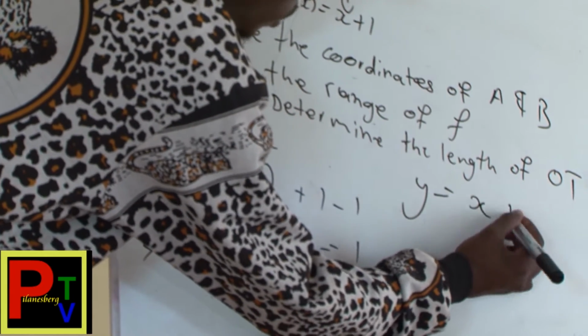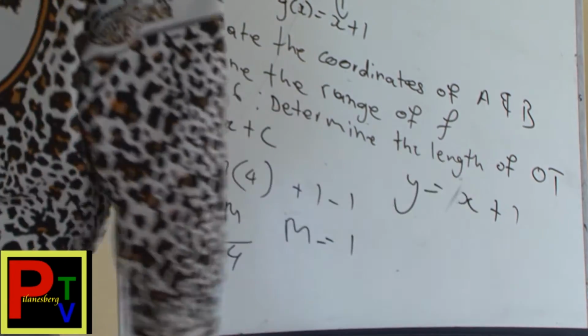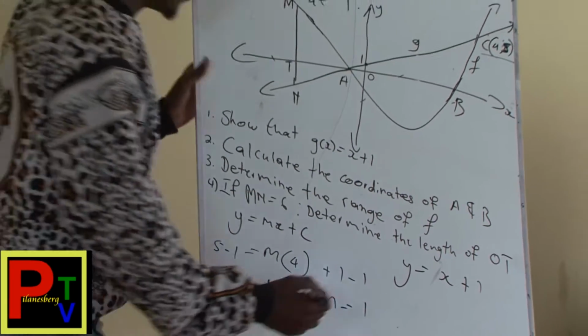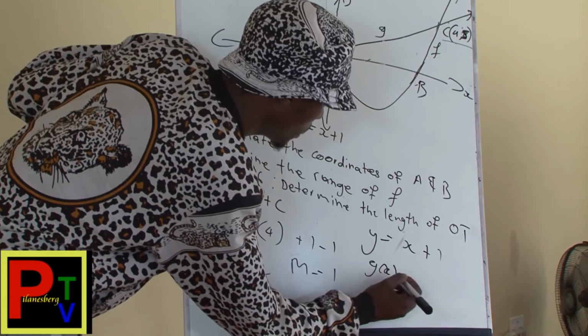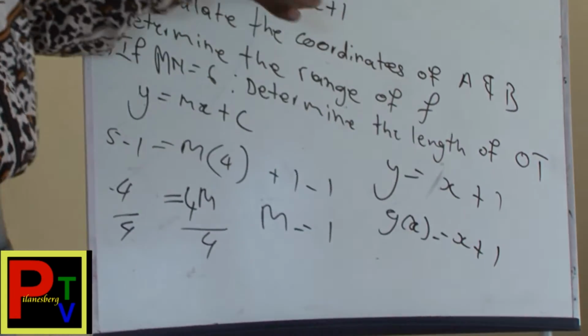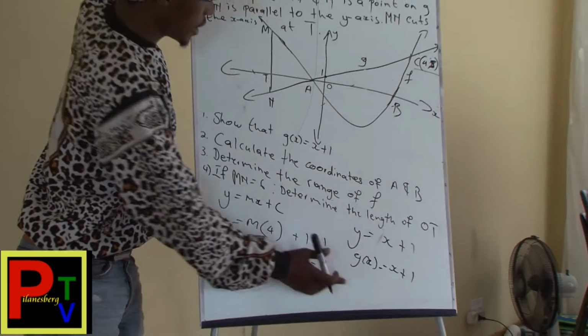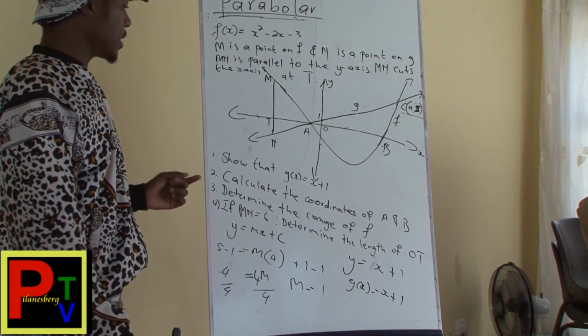This is your x plus 1. The gradient is 1 here. Therefore, there's no need to write it. That is why our g of x is equal to x plus 1. This and this are the same. It means the first question is answered now. Then let's go to the second one.